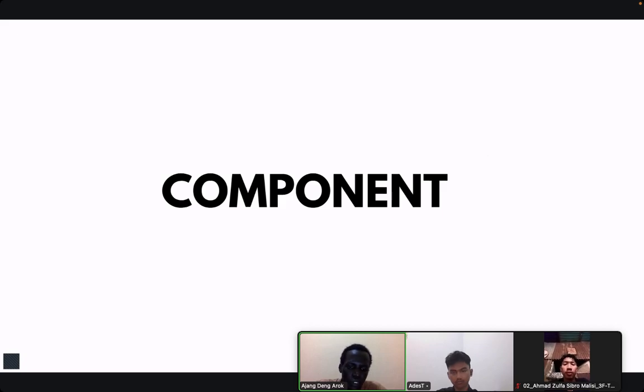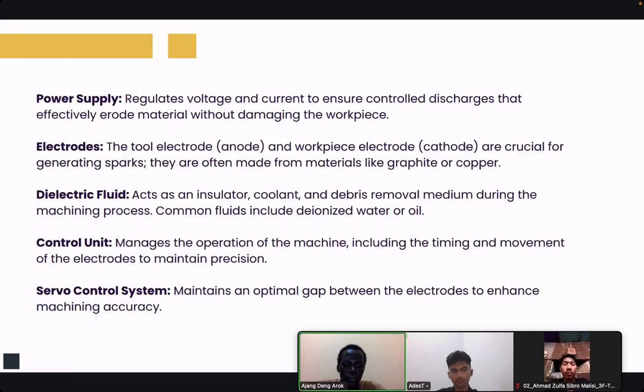Right, the components. Obviously, the name first of all tells us that it's an electrical discharge machine, so it needs electricity to work. So first of all, we have the power supply. The power supply regulates voltage and current to ensure controlled discharge that effectively erodes material without damaging the workpiece.